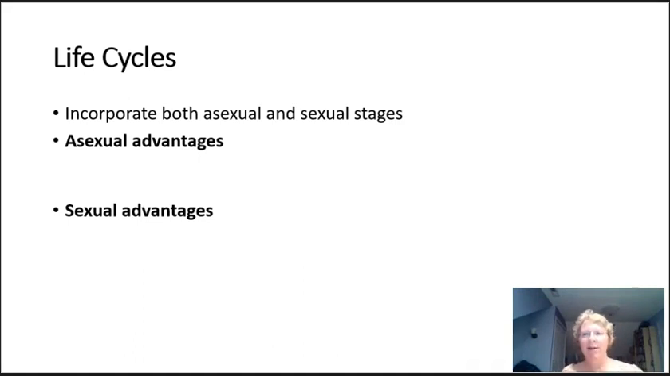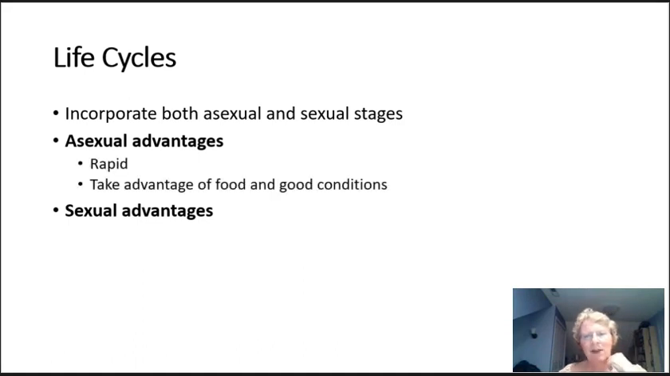Life cycles are where protists really get creative. For the most part, protists have life cycles that incorporate both asexual and sexual stages. Let's take a moment to think about what might be the advantages of asexual reproduction. You can pause if you want more time to think. Well, an advantage of asexual reproduction is it's rapid. You don't have to find mates, you don't have to make specialized cells, so you can have rapid reproduction to take advantage of food and good living conditions.